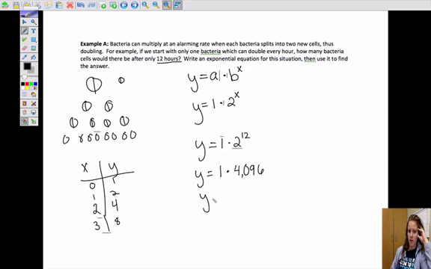bacteria. All right. Now, if we were starting with 2 or 3 bacteria, then we would take that 4,096 times the amount of bacteria we started with. Since we only started with 1, we're just going to take it times 1. So the amount of bacteria after 12 hours is going to be 4,096. Okay? So that's an example of exponential growth.